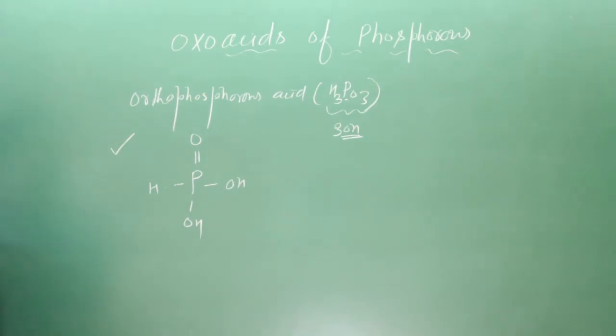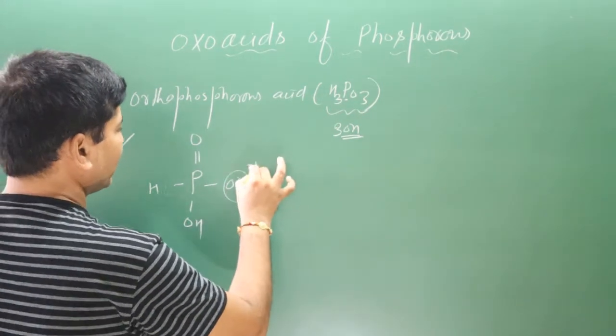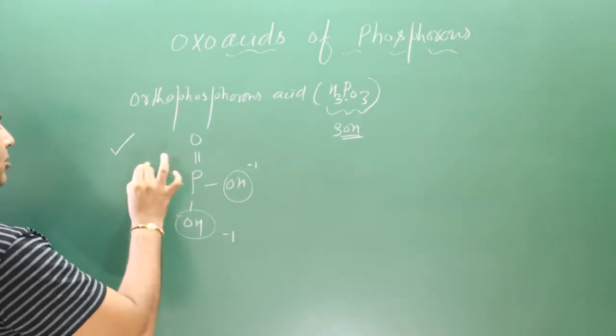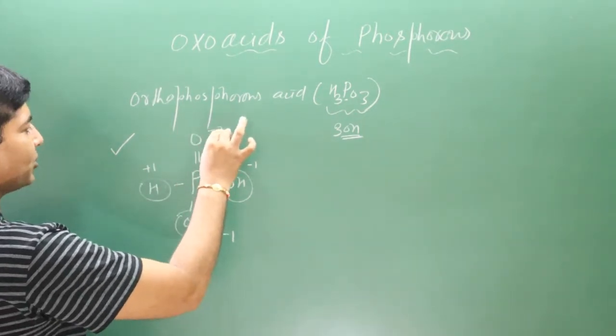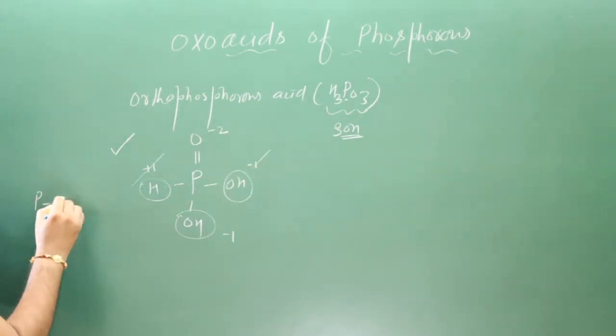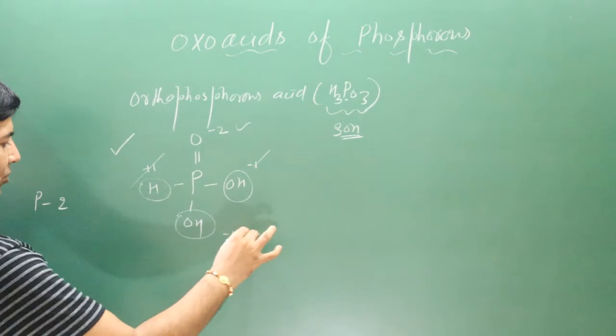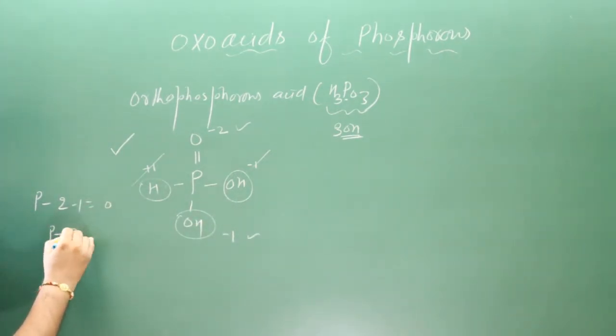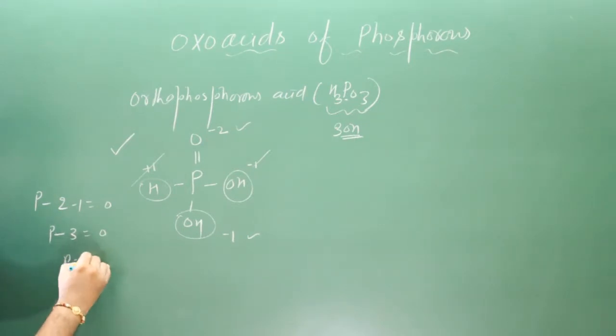Now we calculate the oxidation state. Hydroxyl group -1 charge, hydroxyl group -1 charge, hydrogen attached to non-metal +1 charge, and this is oxide -2. Okay, +1 and -1 will cancel out. Then we have phosphorus -2 and -1 is equal to 0. Phosphorus -3 is equal to 0. Phosphorus is present in +3 oxidation state.